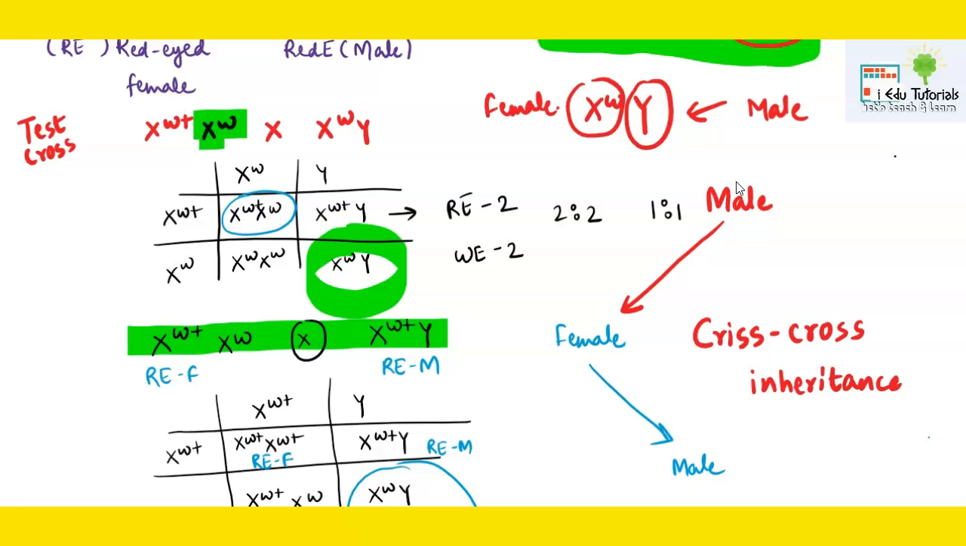This sex-linked inheritance is very important. It refers to the sex chromosomes. Besides controlling the sex of the organism, they are controlling the inheritance of eye color as well. The white eye color passes from male to female, from female to male. This way it is inherited, and such inheritance is known as crisscross inheritance.